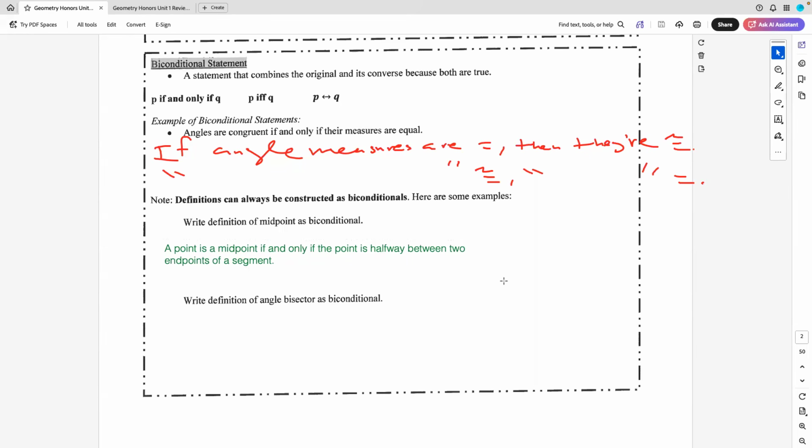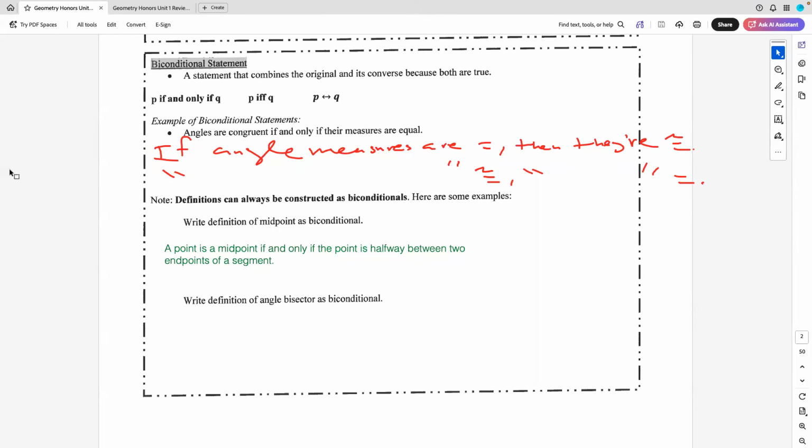What about all it means is that if I were to say a point is a midpoint if it's halfway between two endpoints, or a point that's halfway between two endpoints is a midpoint, it's just that the reverse is also true. That's all it's saying. Or if you were to say two angles that are supplementary add to 180, two angles that add to 180 are supplementary. It's just saying the same thing.